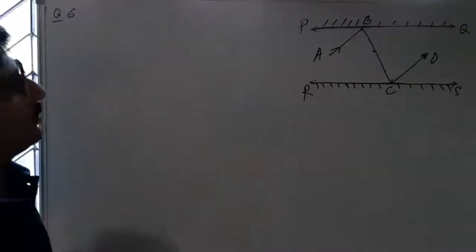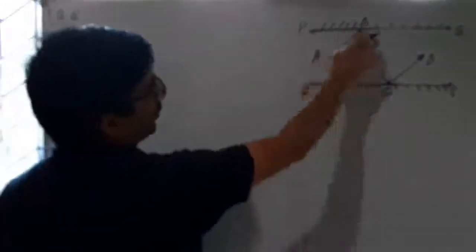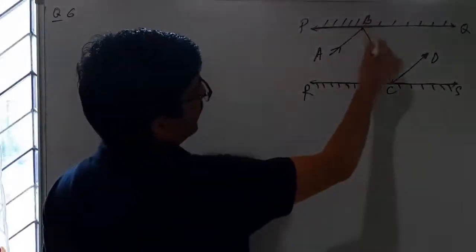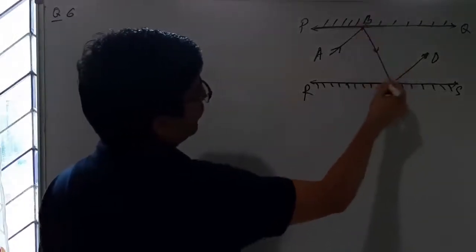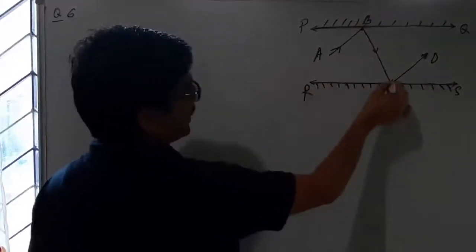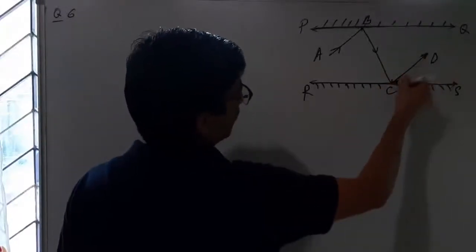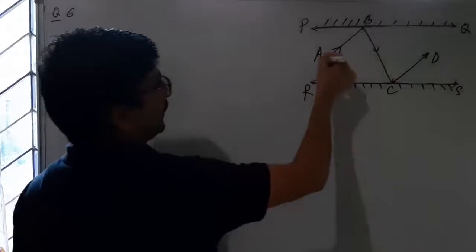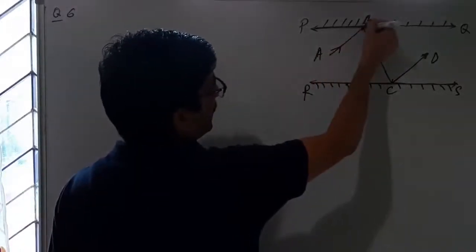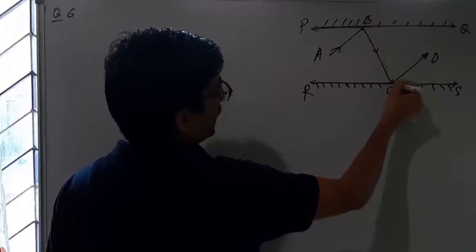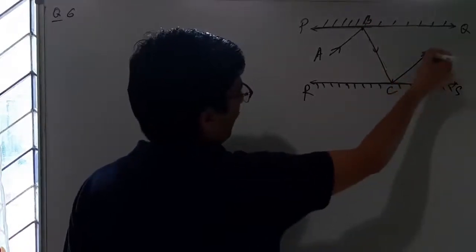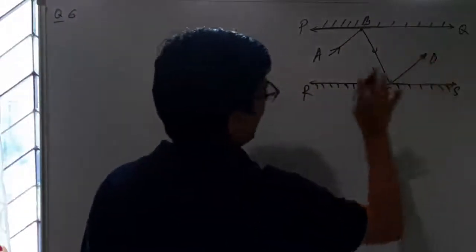So friends, question number 6. The question is all about two parallel mirrors, PQ and RS. A light ray AB strikes mirror PQ at B and is reflected back to strike another mirror RS at C, and again it is reflected along CD. This AB is the incident ray, it is reflected back, and then CD is the reflected ray. Now we have to prove that AB and CD are parallel.